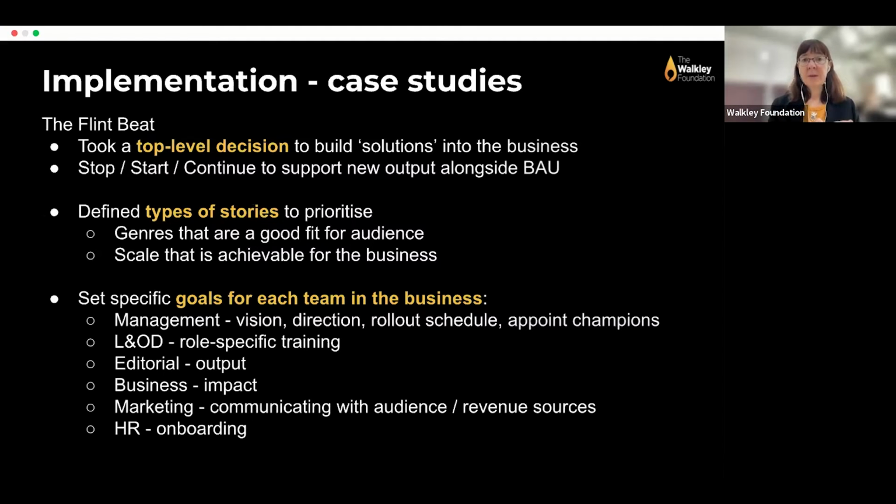So management have goals around vision, direction, the rollout schedule, and so on. Learning and organizational development, role-specific training. So looking at what different kinds of people needed. Editorial training, so what sorts of output people would need to be producing. Then for the business side, thinking about capturing impact. And that's so that then the marketing teams were able to communicate with audience and revenue sources. And lastly, training for and goals for the HR team. So how would you onboard people?